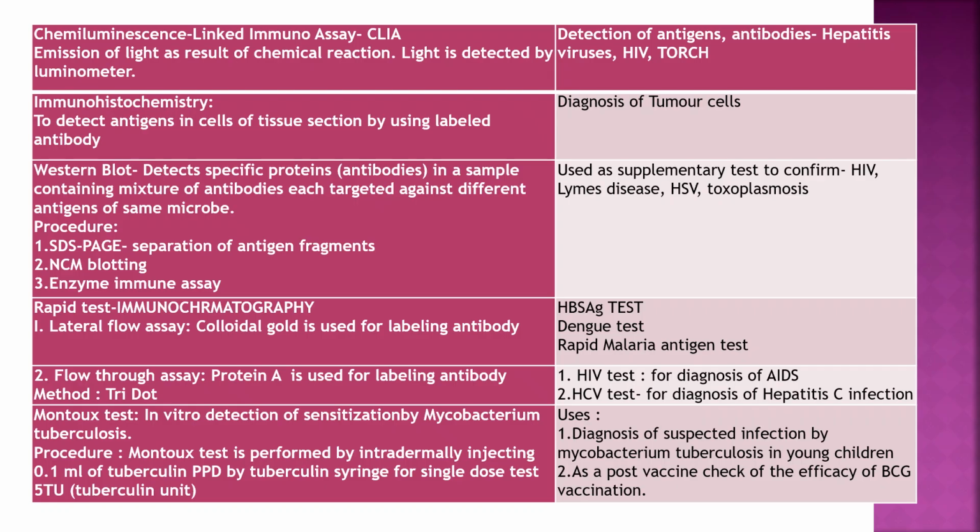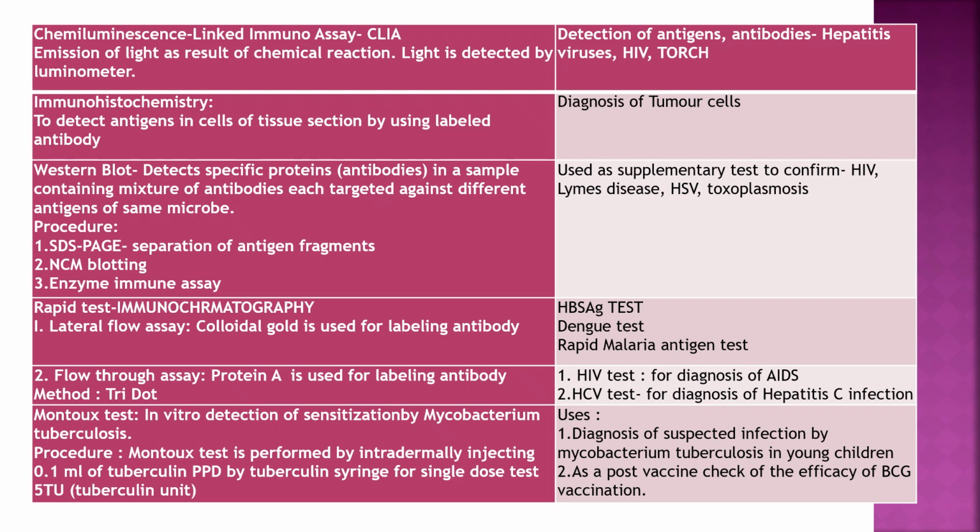Diagnosis of tumor cells. Western blot detects specific proteins or antibodies in a sample containing a mixture of antibodies targeted against different antigens of the same microbe. Procedure: first SDS-PAGE, separation of antigen fragments, then nitrocellulose membrane blotting, and third is the enzyme immunoassay. It is used as a supplementary test to confirm HIV, Lyme disease, HSV, and toxoplasma.